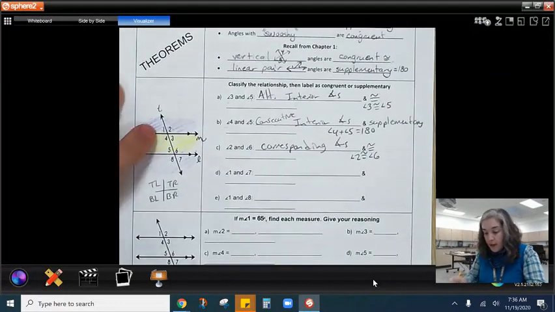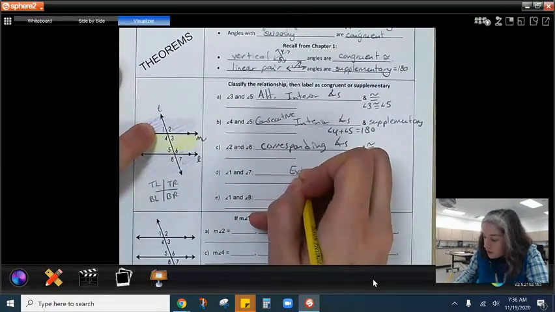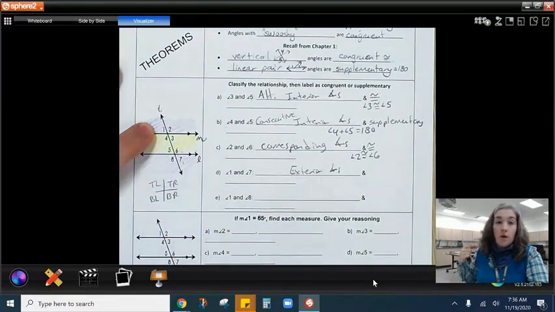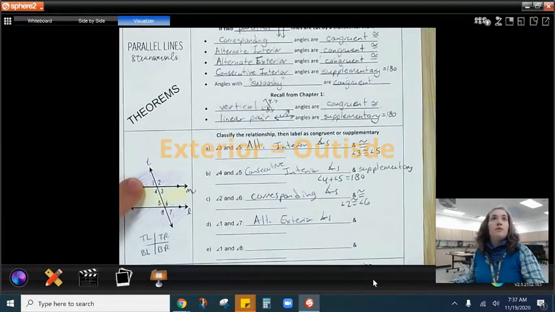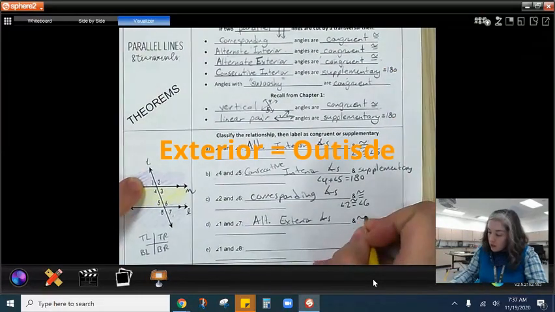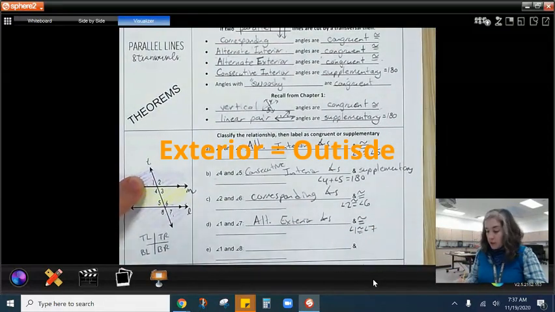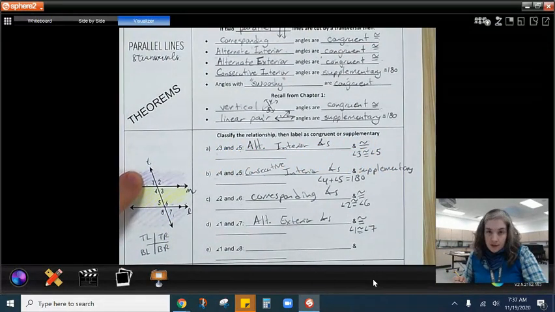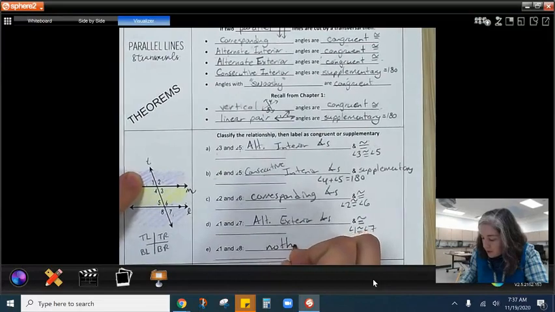All right, let's come down here and check out angle 1 and angle 7. They are both in the purple, which means that they are exterior angles. One is on the left, one is on the right, so they are alternate, opposite sides, alternate exterior angles. And alternate exterior angles are congruent, so angle 1 is congruent to angle 7. And then our last one down here is angle 1 and angle 8. This one is the tricky one because they are exterior, but they're same side exterior. There's no relationship there. So this one is a nothing.